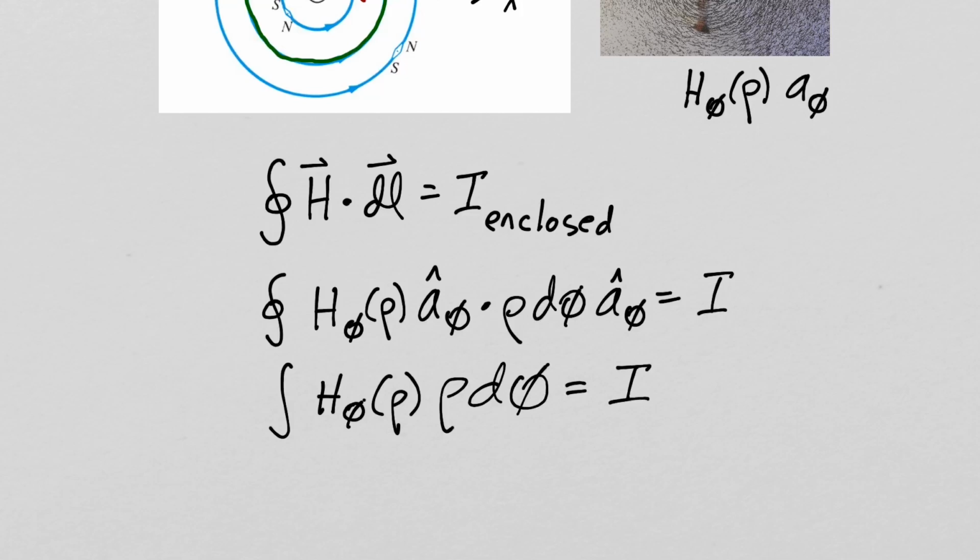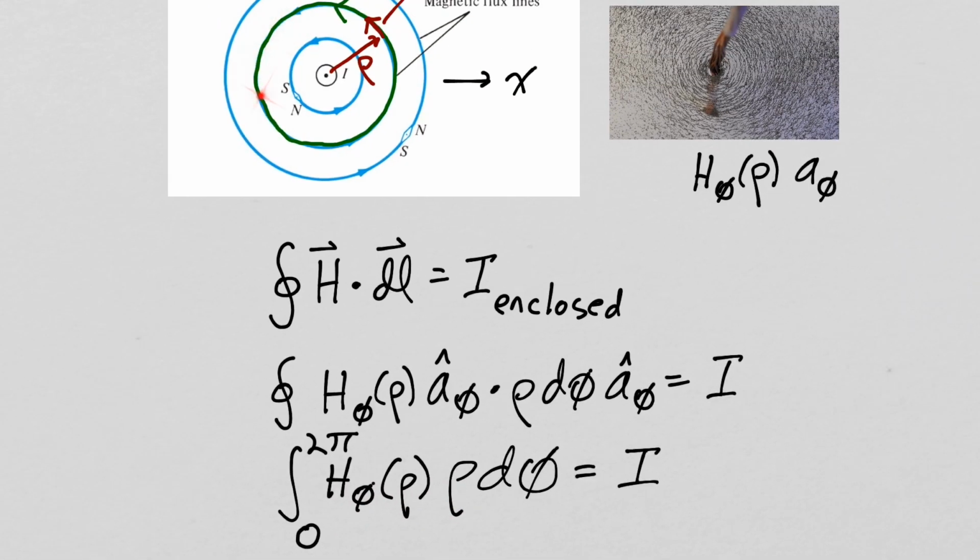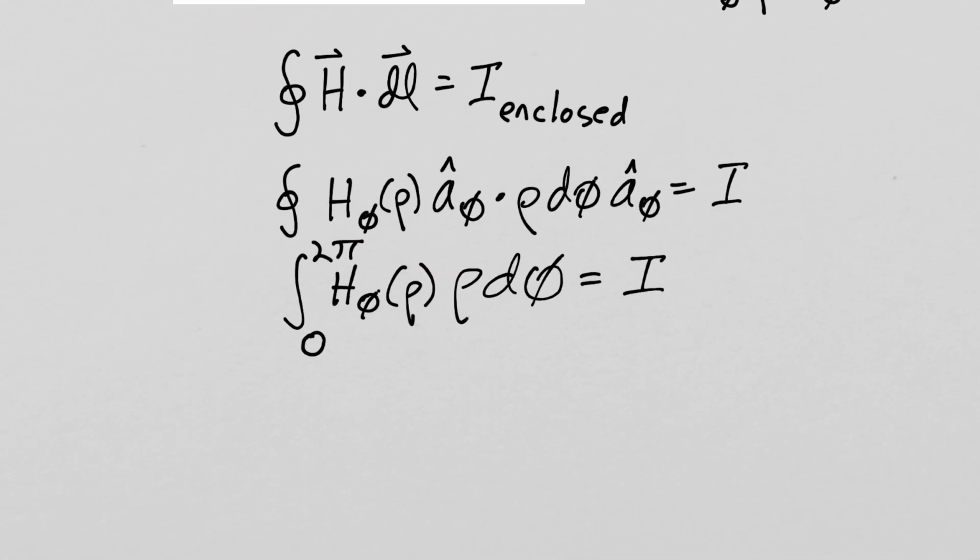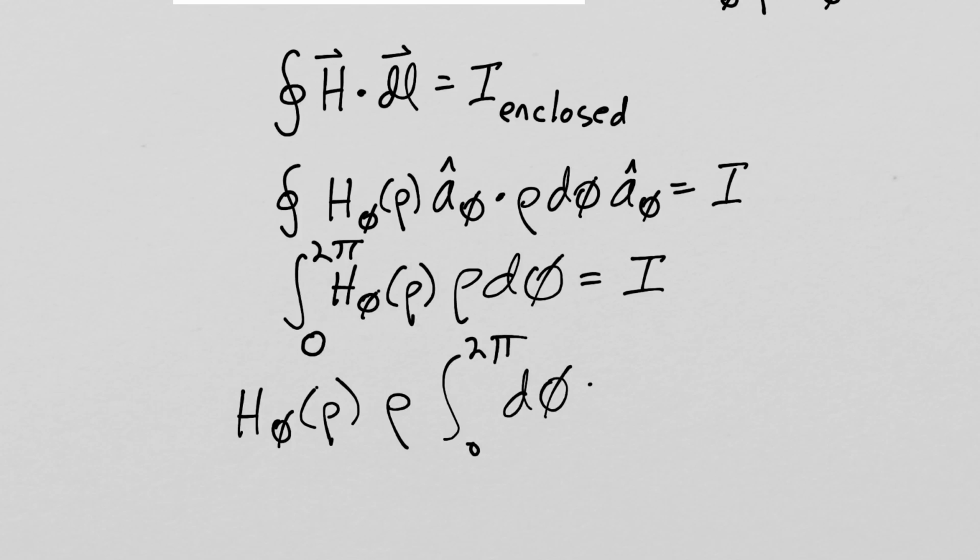You're only integrating with respect to phi, so to go around your Amperian loop, you're going to integrate from 0 to 2 pi. Since rho is constant when you're on this Amperian loop here, H and rho are constants that you can move outside of the integral. So you have H times rho, integrate from 0 to 2 pi, d phi is equal to I. So this integration will give you a 2 pi.